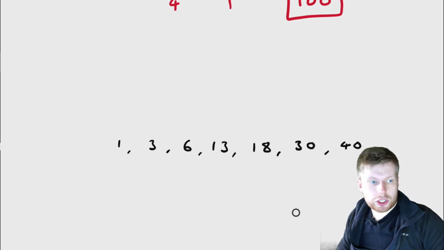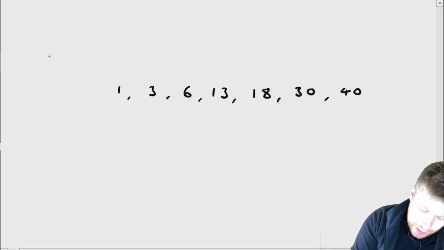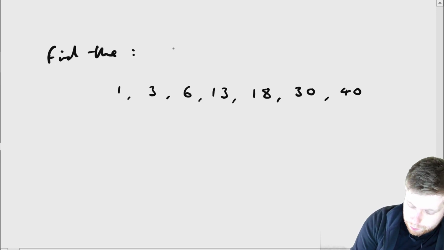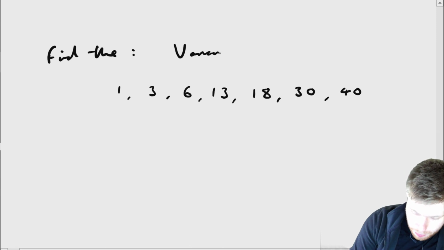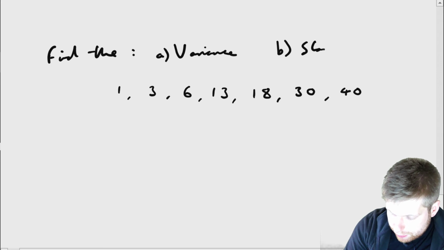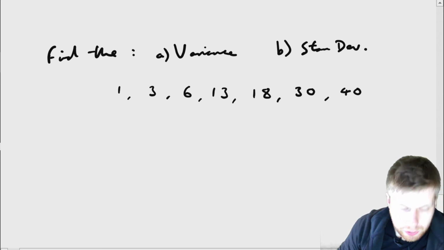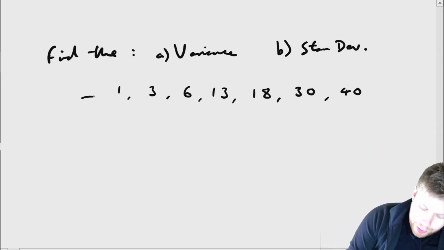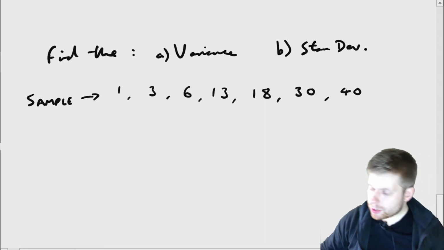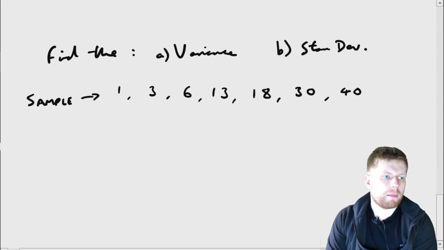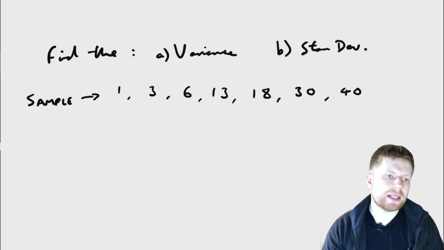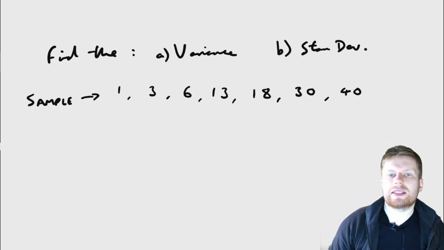So here's the data set which I want you to use, and all I want you to do is to find, first of all, the variance of this data set, and then secondly, the standard deviation. Now you can assume that this here is a sample. Let's suppose this is a sample of a population, and I want you to find the variance and the standard deviation of this data set for me.